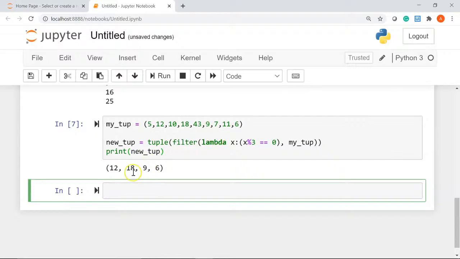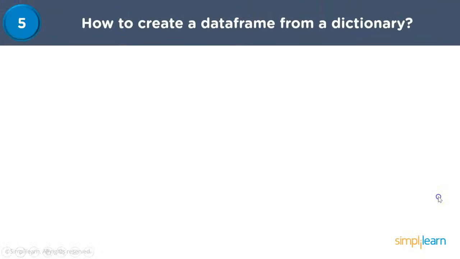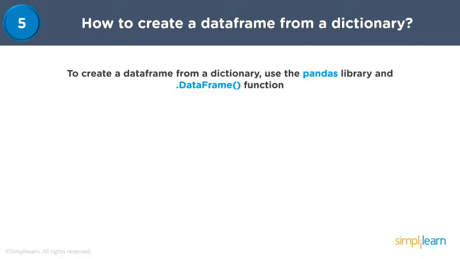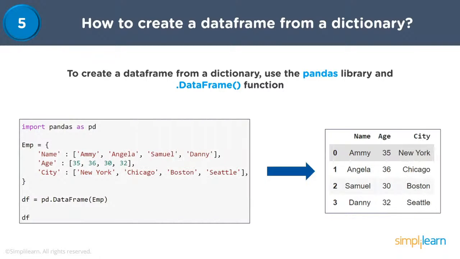Moving to the next question. Our next question is how to create a data frame from a dictionary. Now to create a data frame from a dictionary, you can use the Pandas library and the DataFrame function. Pandas is a popular library in Python that is used for data manipulation. So let me show you how you can create an employee dictionary and then convert that into a data frame.